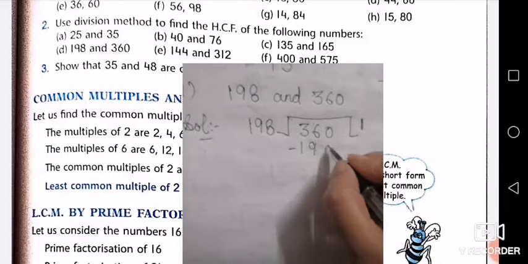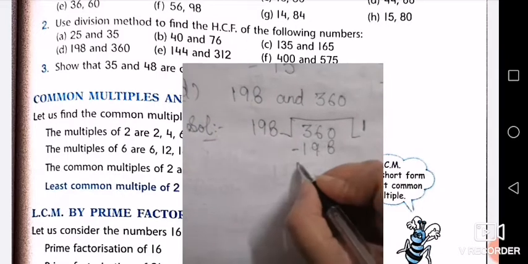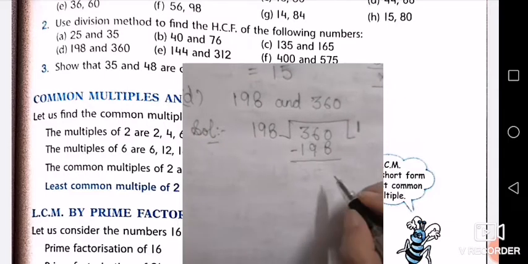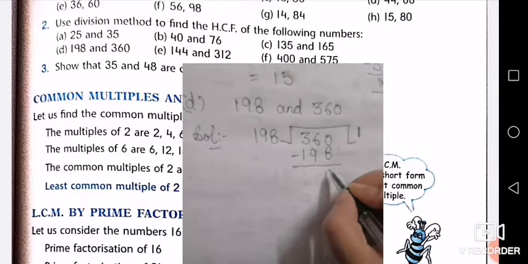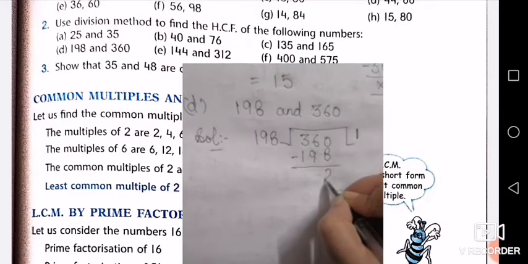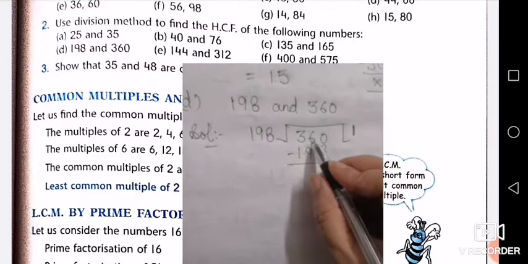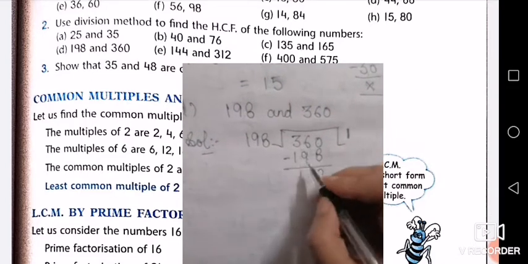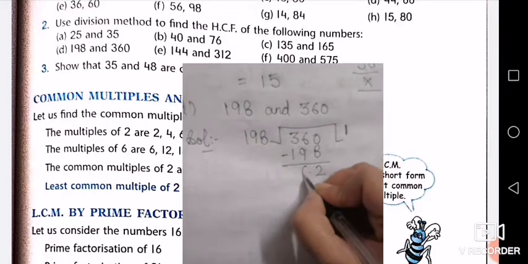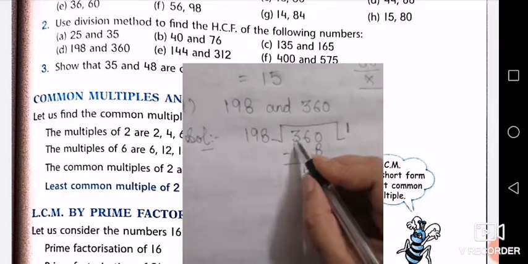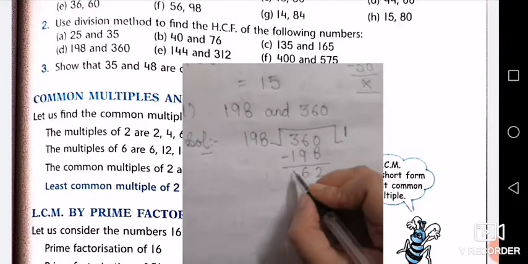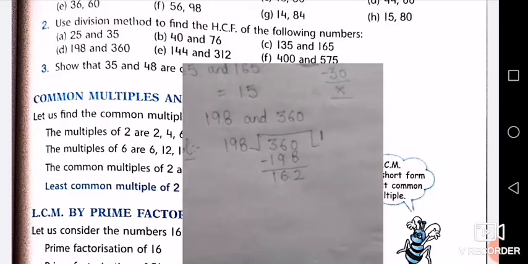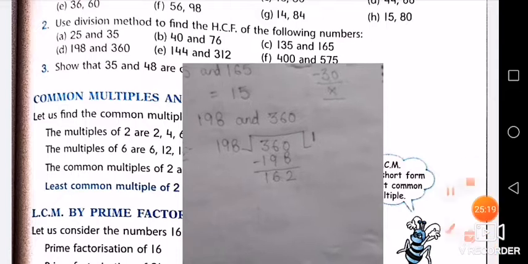198. Now do the subtraction. 10 minus 8, what will you get? Yes, correct. You will get 2 as a remainder. After that, this will become 5. 15 minus 9, you will get 6. And then this will become your 2. 2 minus 1, you will get 1. So you will get 162 as a remainder.